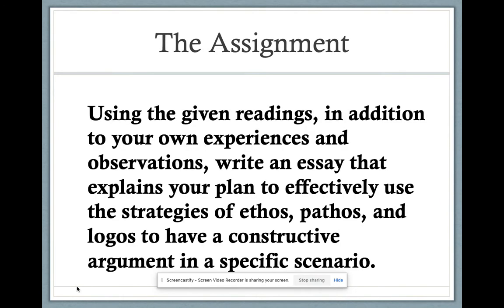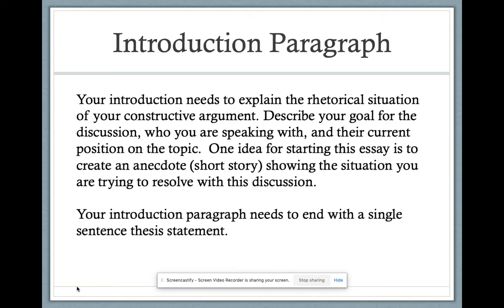The assignment itself is right here. Using the given readings, in addition to your own experiences and observations, write an essay that explains your plan to effectively use the strategies of ethos, pathos, and logos to have a constructive argument in a specific scenario. A lot of vocabulary there, but don't worry, we're going to go over all of these this unit.